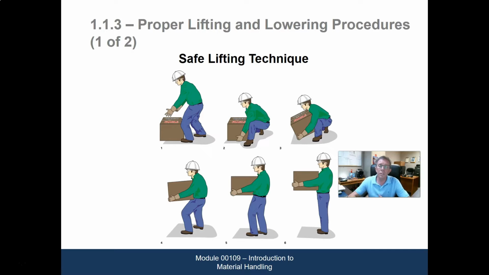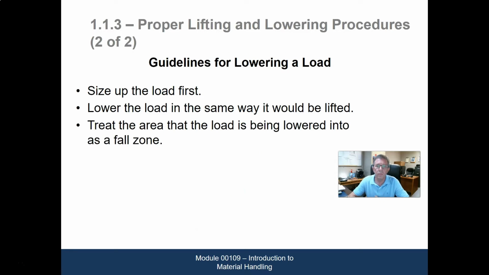Proper lifting procedures, safe lifting technique. Number one, he puts one foot a little bit forward, back, legs bent, arms out. Two, he drops himself down to the box, squares it up with his body, and three, pulls it close to the body. Four, uses the legs to lift up. Five, stands up straight. Six, goes in the position they want to go. And we want to do this every time we lift something and every time we put something down.